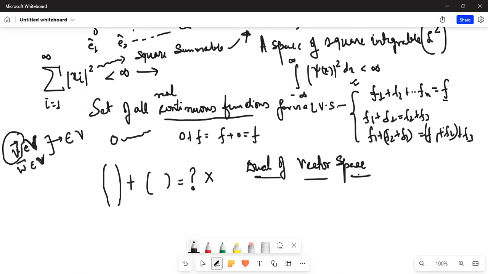What I'm writing is the dual of a vector space. So what happens is that if I want to formulate some theory with regards to the rows, then I need to define something called a dual of a vector space. So right now I'm defining something called the dual of the vector space.